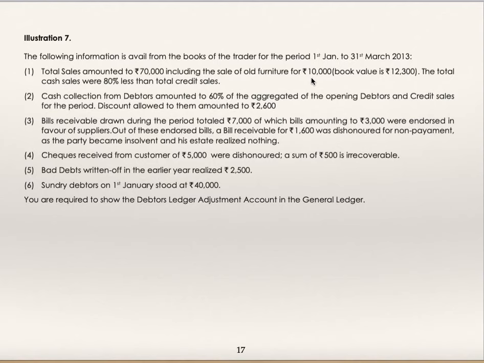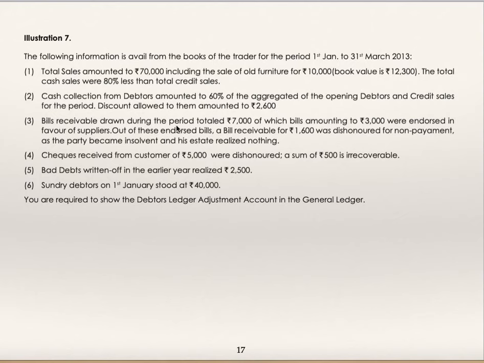This includes cash sales as well as credit sales. Total cash sales are 80% less than total credit sales. So I will show you how you are supposed to work out cash sales and credit sales. Cash collection from debtors amounted to 60% of aggregate of opening debtors and credit sales for the period. Opening debtors and credit sales add together and 60% of that would be collection from debtors. Discount allowed to them 2,600.